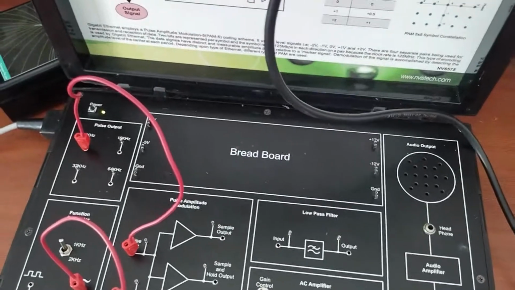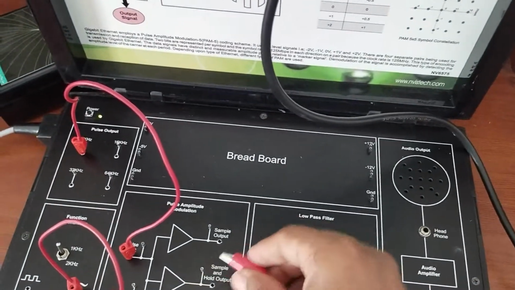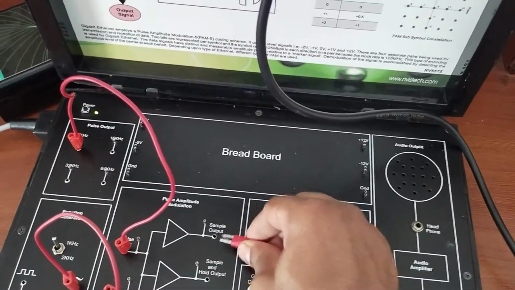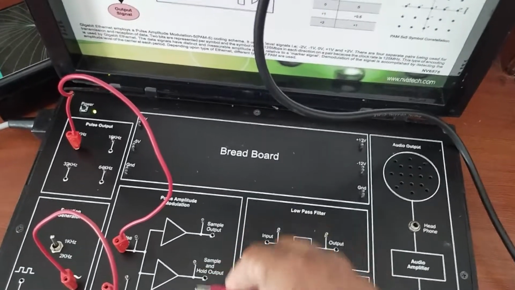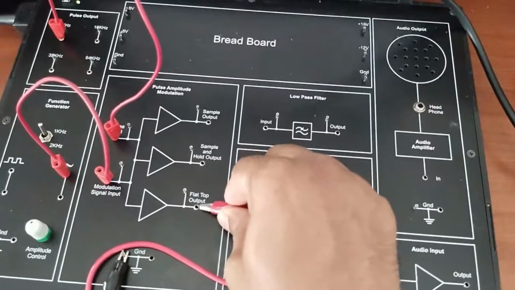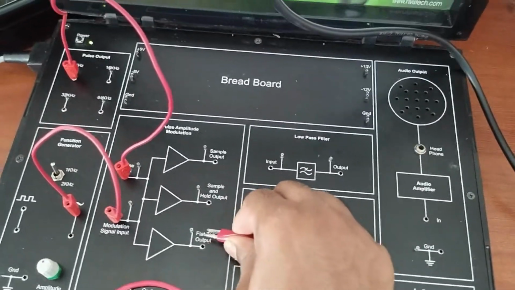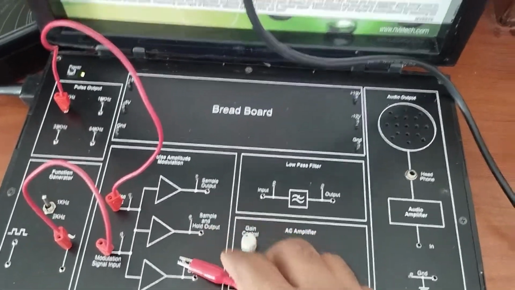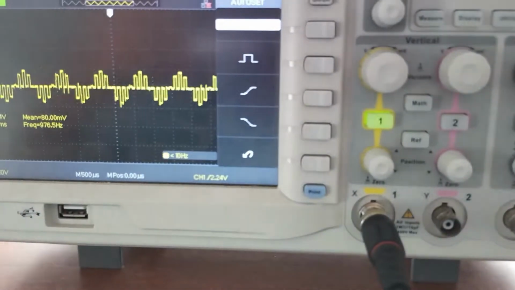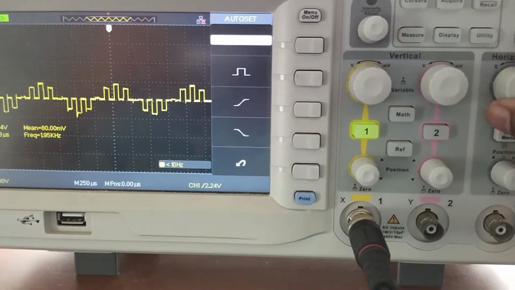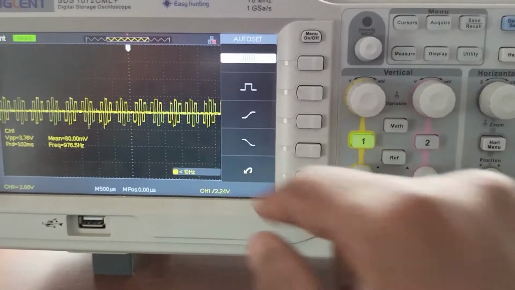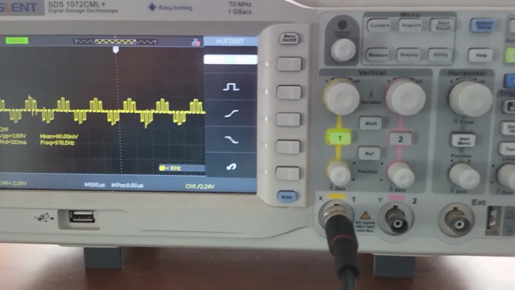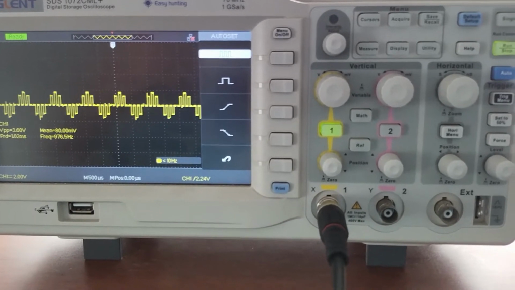Now observe the output across three different outputs. One is sample output, second one is sample and hold output, and third one is flat top output. So most of the cases we are using flat top output as a PAM signal. So this is the flat top output signal which is available on the screen. So if you want to observe the amplitude, change the horizontal knob, we can easily get the frequency and amplitude levels of the flat top PAM signal.